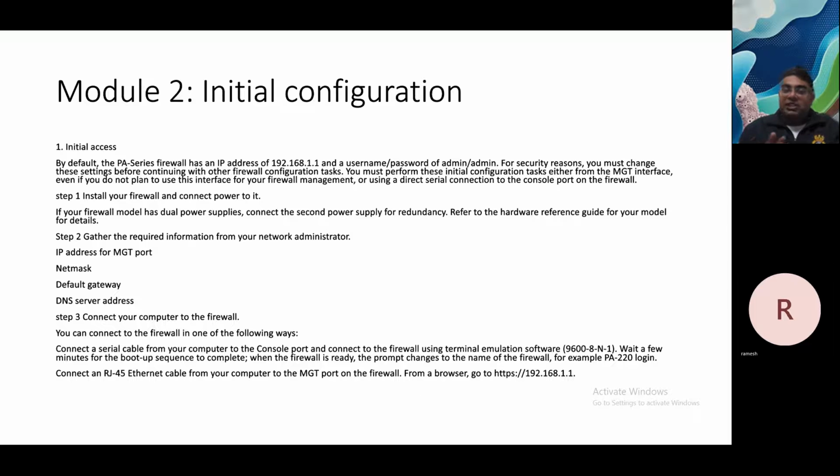So by default, the PA series firewall has an IP address of 192.168.1.1 and password of admin. For security reasons, you must change these settings before continuing with other firewall configuration tasks. You must perform this initial configuration task either from the management interface, even if you don't plan to use this interface for your firewall management, or using a direct serial connection to the console of the firewall.